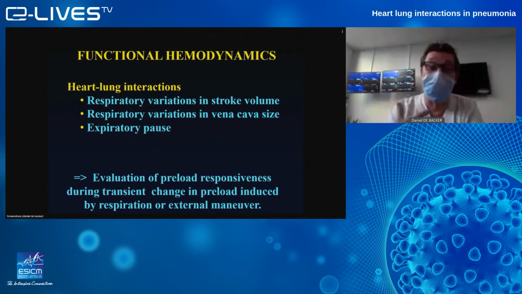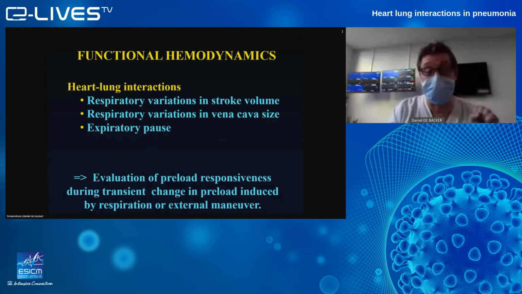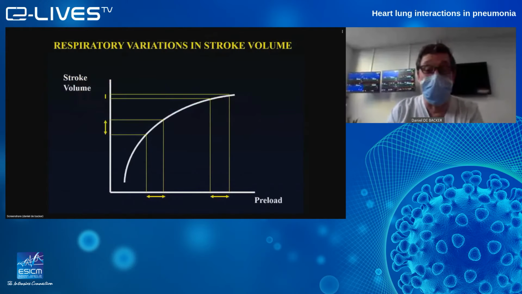Well, we could do a lot of different things, but the most important and most well described is, of course, the respiratory variations in stroke volume that we can use here in many of these patients. Then what we do is basically evaluating the preload responsiveness during transient change in preload induced by a respiratory maneuver. And so what we have basically is a tidal volume that induces changes in preload.